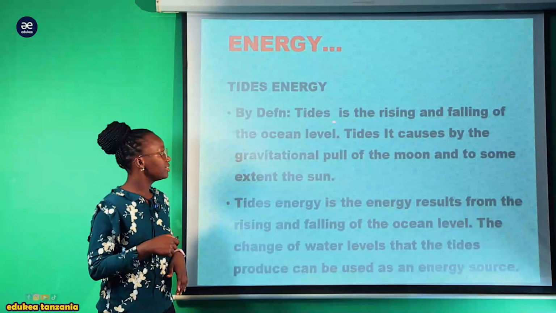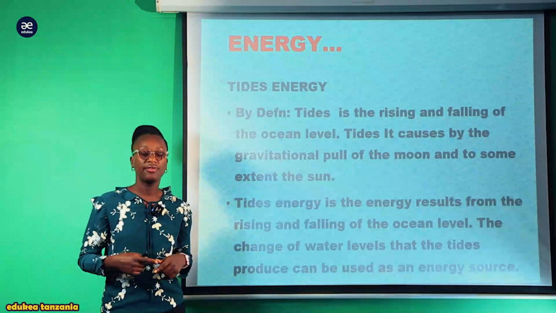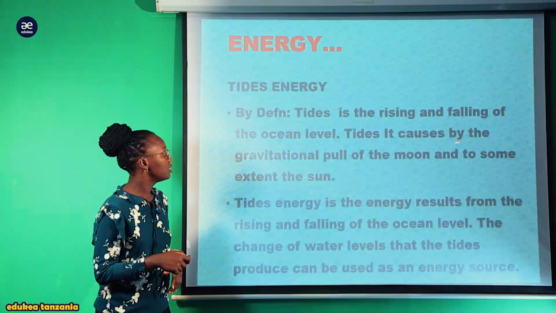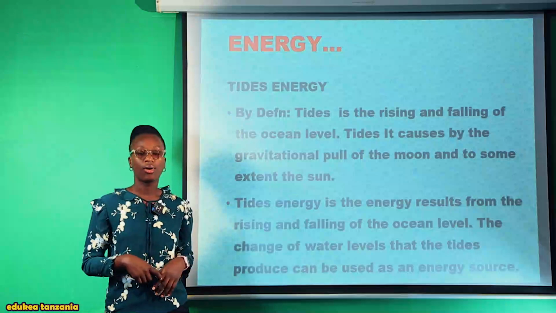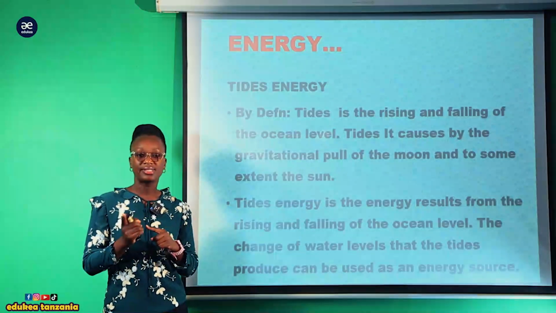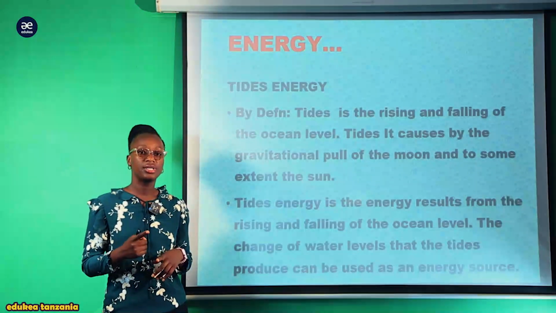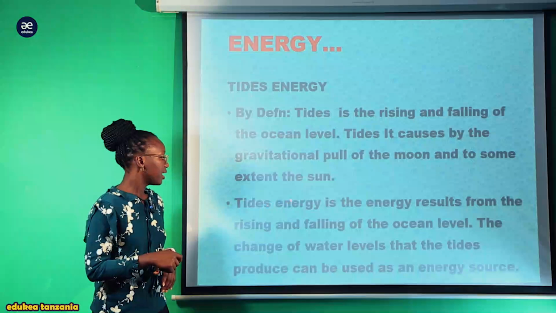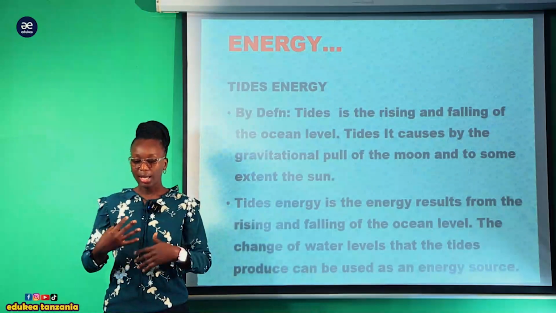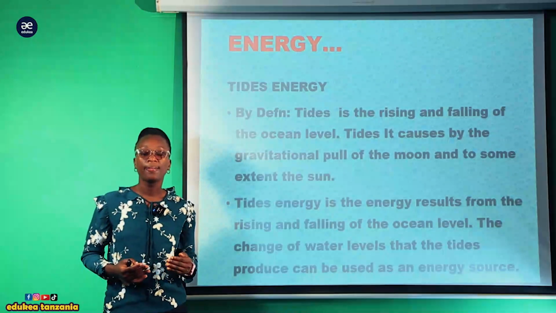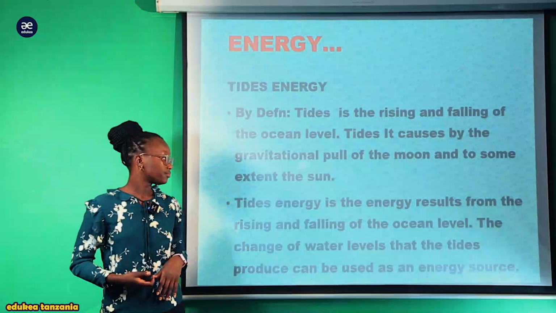For instance here, tides is the rising and falling of the ocean level. Kwamba rising and falling of the ocean level ndo tunaita tides. Tides are caused by the gravitational pull of the moon and to some extent the sun. Kwamba ule mvutano uliopo kati ya moon na sun ndo unapelekea hizi tides, rising and falling of the sea level. Tidal energy is the energy resulting from the rising and falling of the sea level. Kwamba sasa tidal energy ni ile energy ambayo inatokea katika mechanism ya kurise na kufall kwa sea level.